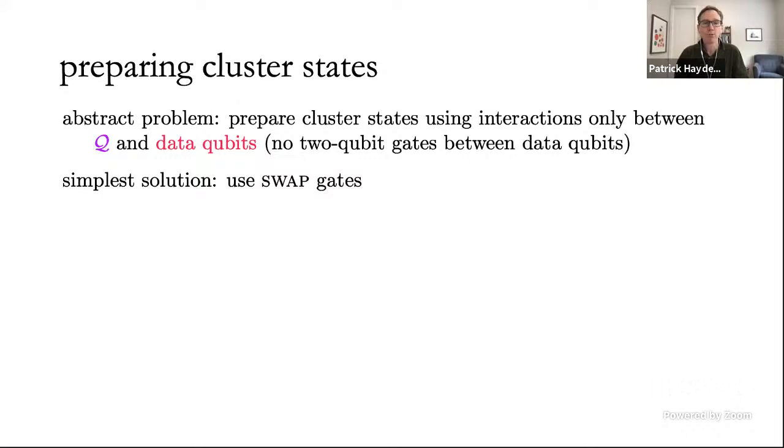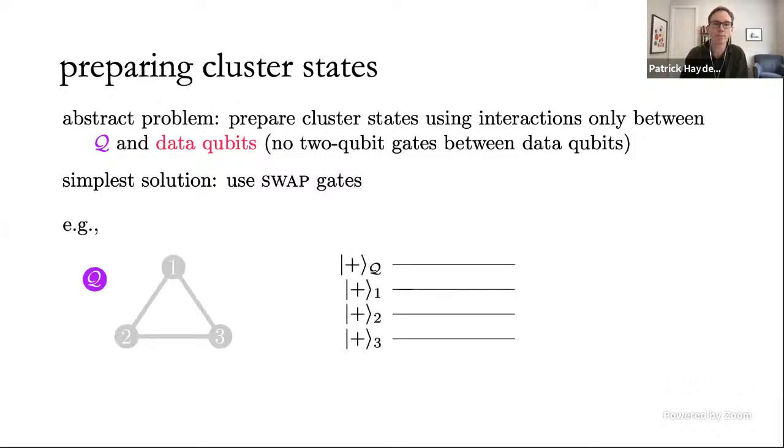Now, the abstract problem that we're going to have to solve, where we can strip away a lot of the complication, is just to prepare a cluster state using interactions only between this emitter, and the emitter is the object that we can control, and data qubits. And the data qubits have no two qubit gates between them. There are only 2 qubit gates. The only gates at all are on the emitter, and 2 qubit gates from the emitter to one of the data qubits. And the simplest solution for making a cluster state, subject to these constraints, is to use swap gates.